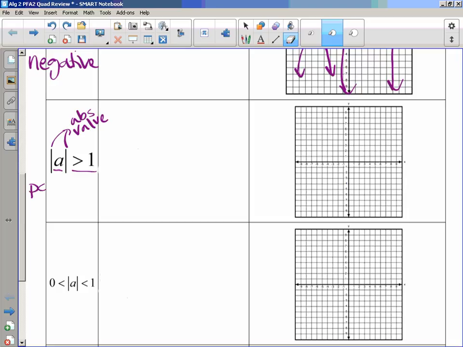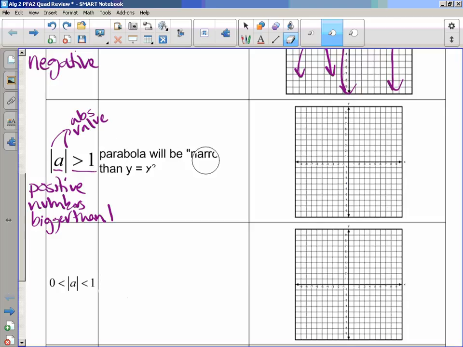Let's do this. Positive numbers bigger than 0. Or I'm sorry, bigger than 1. So for example, 2, 3, anything like that. If a, that number that's next to x squared, is a positive number bigger than 1, it's going to be narrower. Now what I mean by that is, let's say that's x squared. Then something like this would be narrower. Looks like it's pinched in.